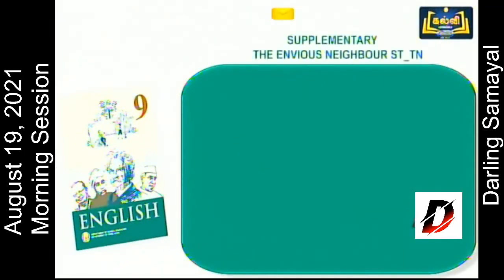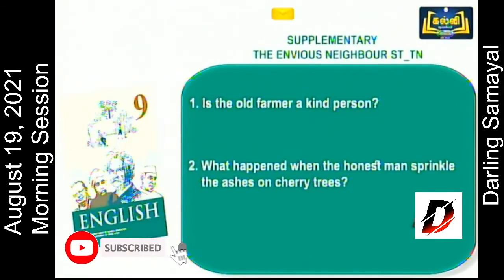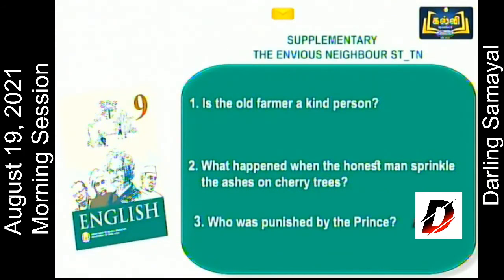Questions for this lesson. Is the old farmer a kind person? What happened when the honest man sprinkled the ashes on the cherry tree? Who was punished by the prince?